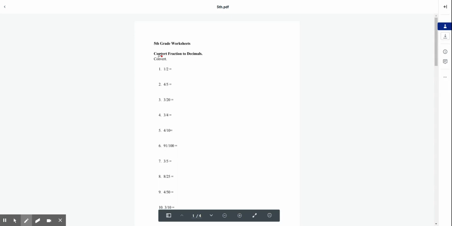So let's get started. Convert fractions to decimals. So let's try number one. 1/2. In order to convert this fraction into a decimal, we're going to have to change the denominator to 100 by multiplying. In this case, we're going to multiply 1/2 by 50 over 50, which gives us 50 over 100.